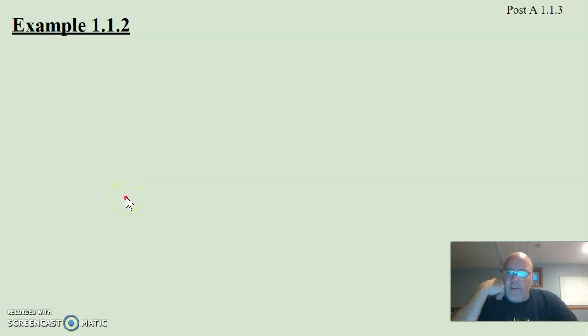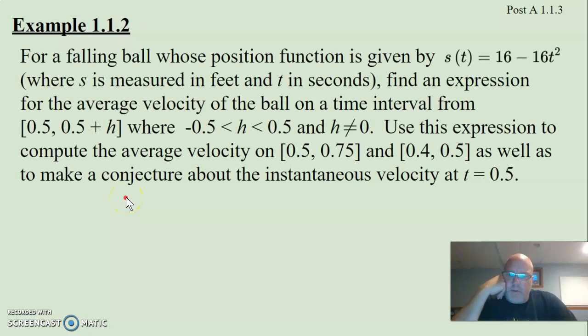Okay, so here is the example, and don't be offended that I read this out loud to you. We have a falling ball. The position function of the ball is S of t equals 16 minus 16t squared. S is going to be measured in feet. T is going to be measured in seconds.